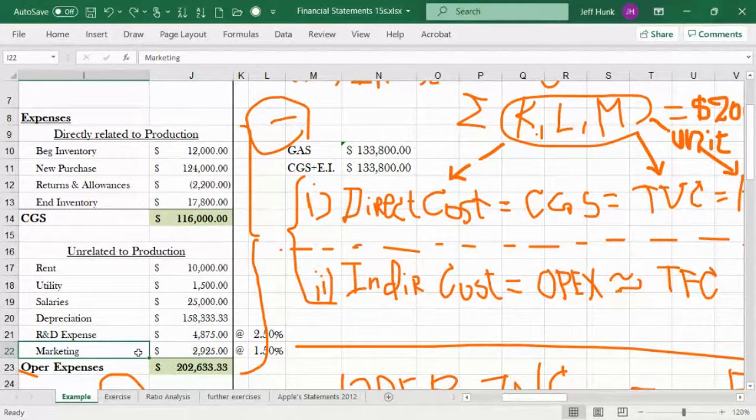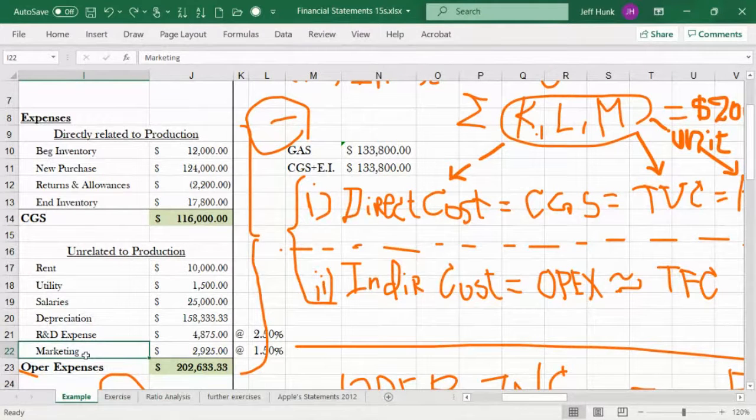production level. You might think, isn't R&D directly related to production? Yes, of course R&D is related to production, but not the output level, not the production level. Whether production level is doubled or not, it has nothing to do with R&D. R&D is separate, right? R&D will be conducted regardless of whether the production is 10,000 units or 20,000 units, right? Marketing will still be regardless of the production level.